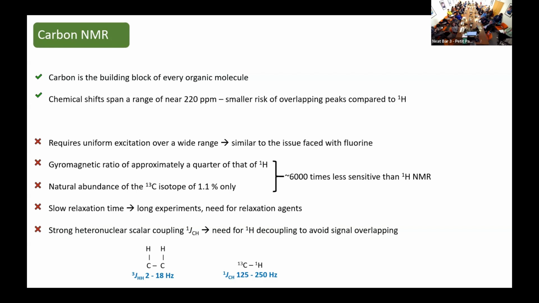It has slow relaxation times, so this demands the use of long experiments and also the inclusion of relaxation agents. Otherwise, it is not feasible to do in a reasonable time. And it has strong heteronuclear coupling with hydrogen. So we have to decouple hydrogen to avoid signal overlapping, because the splitting pattern of carbon would be so wide that the signals could overlap.